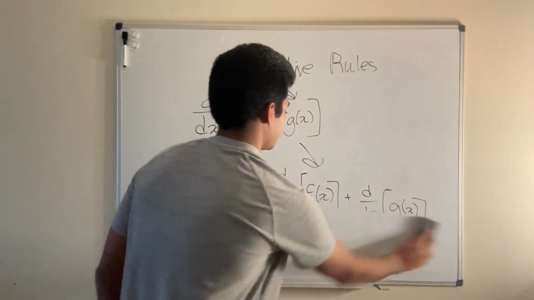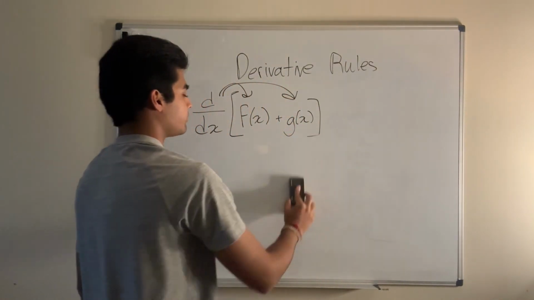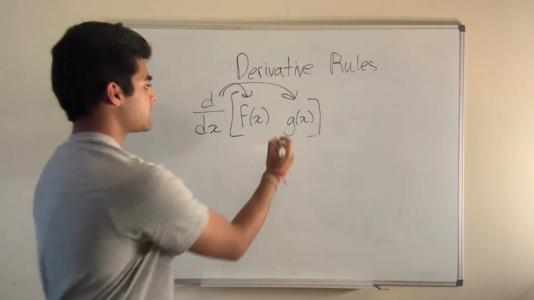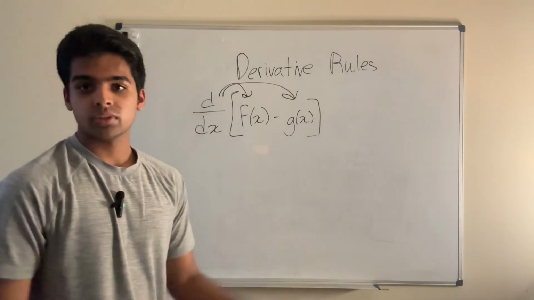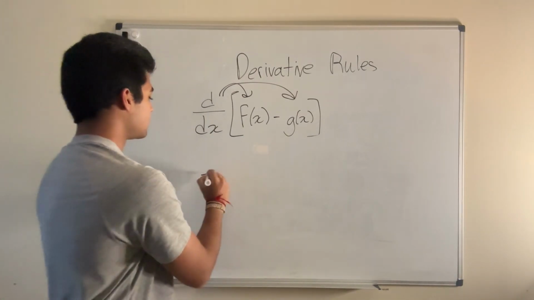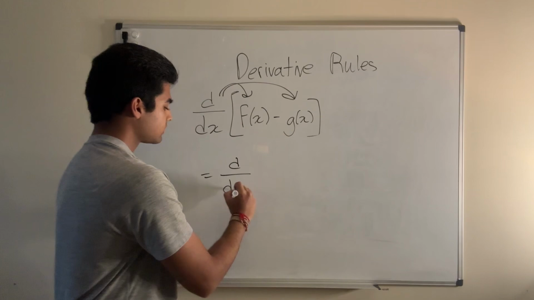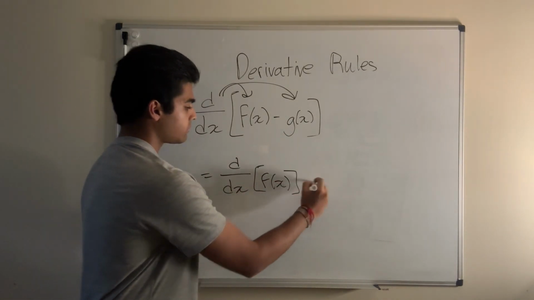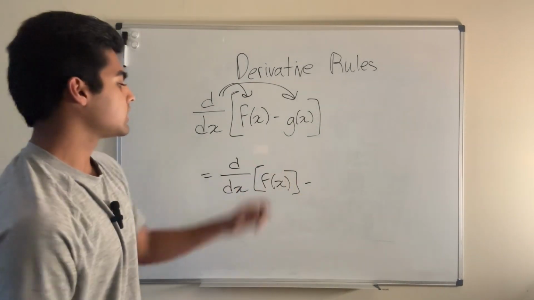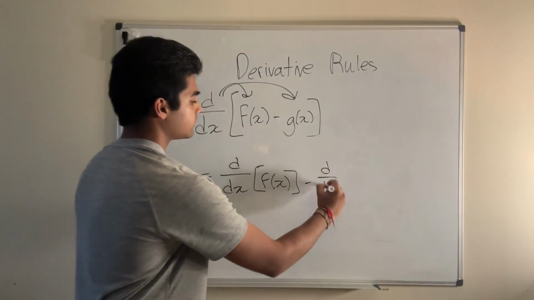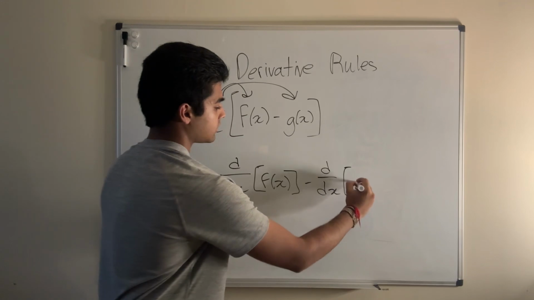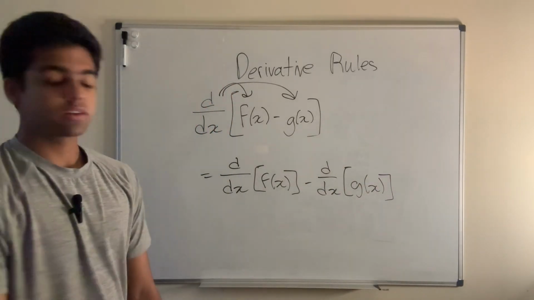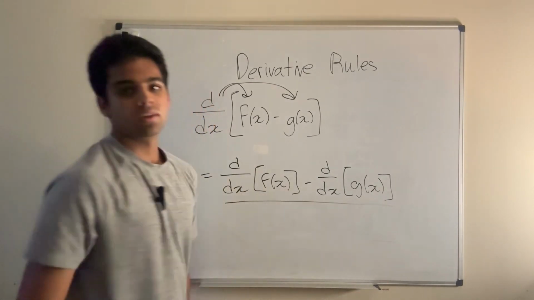And finally, we have one last property. Instead of plus, we can just do minus. Can you guess what this is? Same thing. The derivative of the first function minus, this time because it's a minus sign, the derivative of the second function. I did it straight this time, see, it's not slanted.